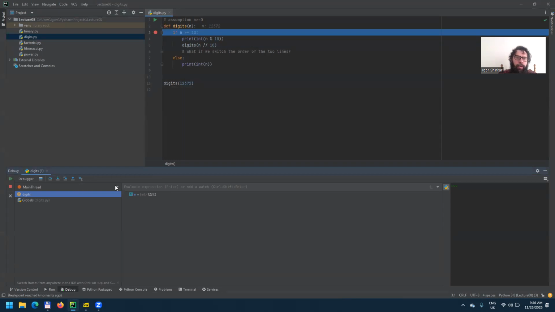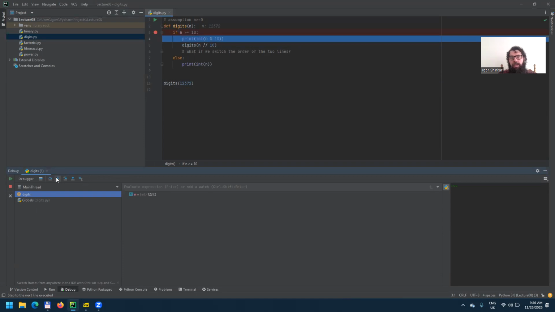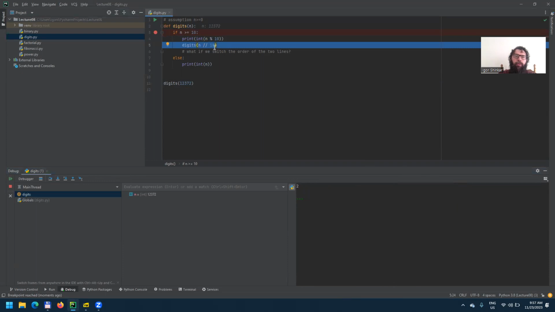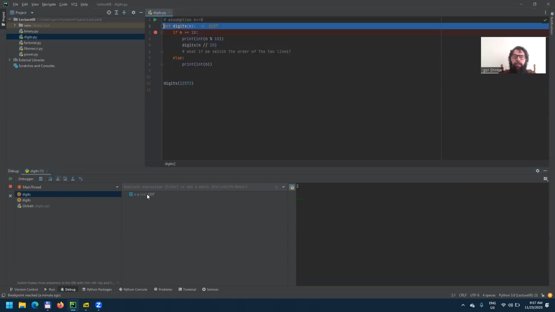Okay, so we start with number n. n is equal to 1, 2, 3, 7, 2. Yeah, it's more than 10. So first we print the digit 2. And then we make a recursive call on n divided by 10. Remember, this is division without remainder. So when we go inside, n becomes 1, 2, 3, 7, right? We divide by 10 without remainder, so we get rid of the last digit. So we printed one digit and then made the number one digit smaller.